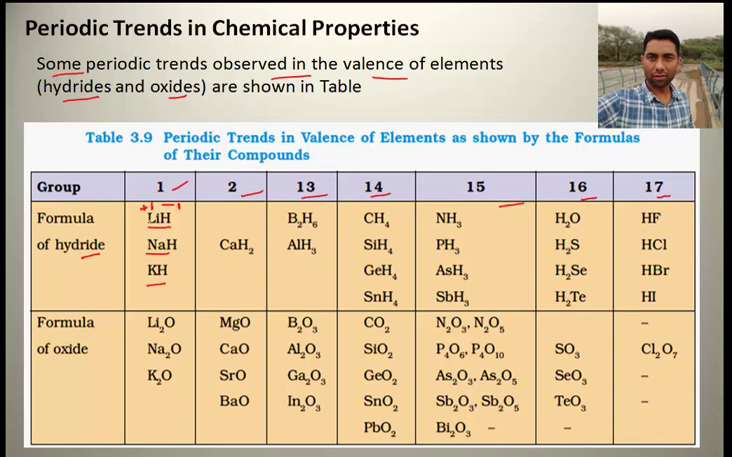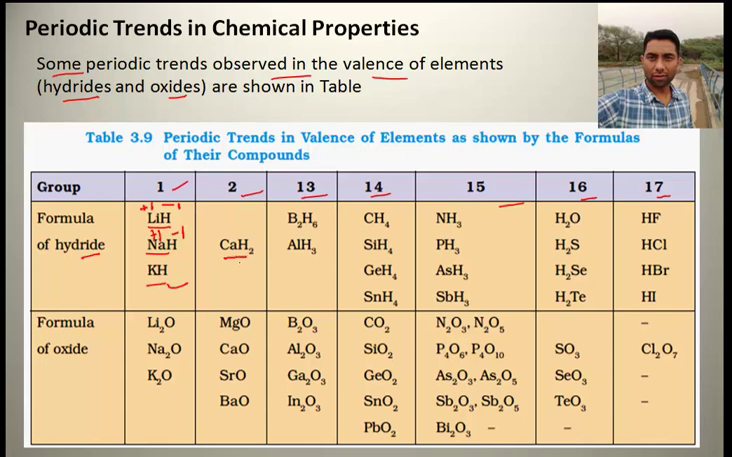The valence of lithium is 1, hydrogen is 1. Okay, I think you are clear about this. We do not assign signs, negative and positive, for valence. Sodium, oxidation state +1, hydrogen -1. Valence of sodium is 1 and that of hydrogen is also 1. In the same manner for potassium hydride.